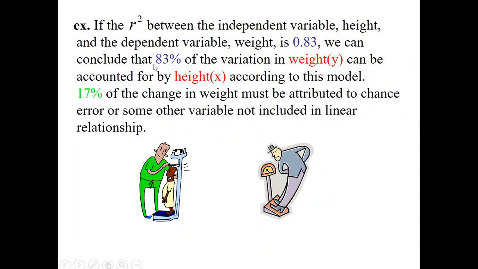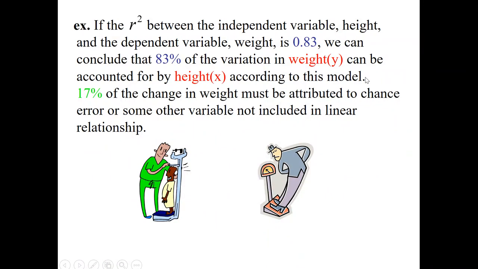We say that we can conclude that 83% of the variation in our y variable, we're going to have to put it in context to get full credit though. So my y variable, I'm going to say 83% of the variation in weight can be accounted for, or you'll also see can be explained by my x variable. So height in context of the problem, by height according to this model. This sentence right here, we can conclude that 83% of the variation in weight can be accounted for by height according to this model. That's what you need minimum to interpret what R squared is telling us.